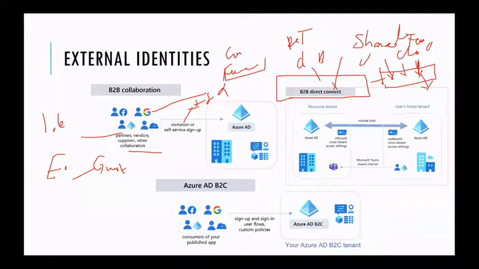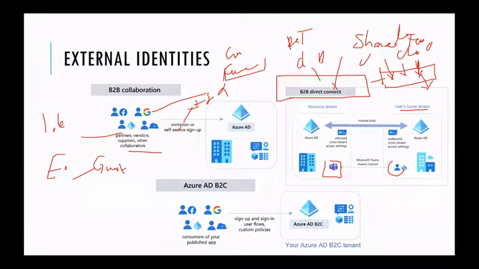So you have somebody from this Azure AD tenant being a member of a particular Teams channel here, using their own identity. You don't have to create them as a guest here. Then you have the Azure AD B2C.